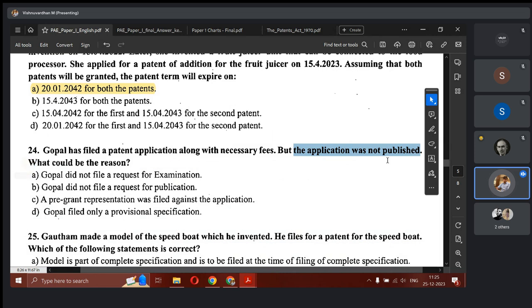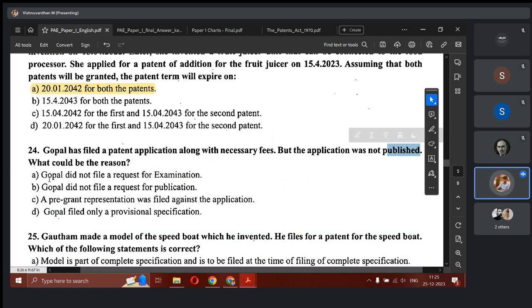Only for examination, you'll have to explicitly file form number 18. It has to be requested within 48 months. Publication happens by default within 18 months, unless you yourself want early publication under form 9. Other than that, there's no need for you to file any application. It will automatically be published. The only reasons when it is not published are when you yourself have withdrawn the application before 15 months of filing, or you have not complied with the requirement. You have not filed the complete specifications within 12 months.